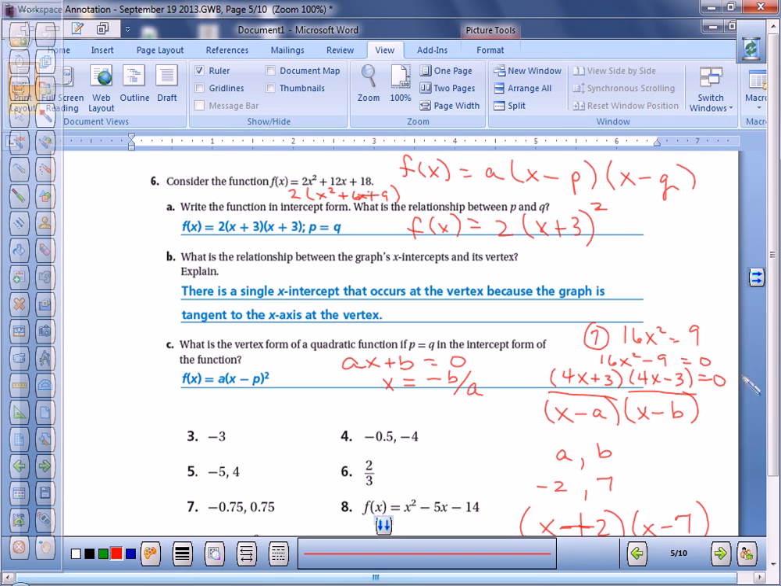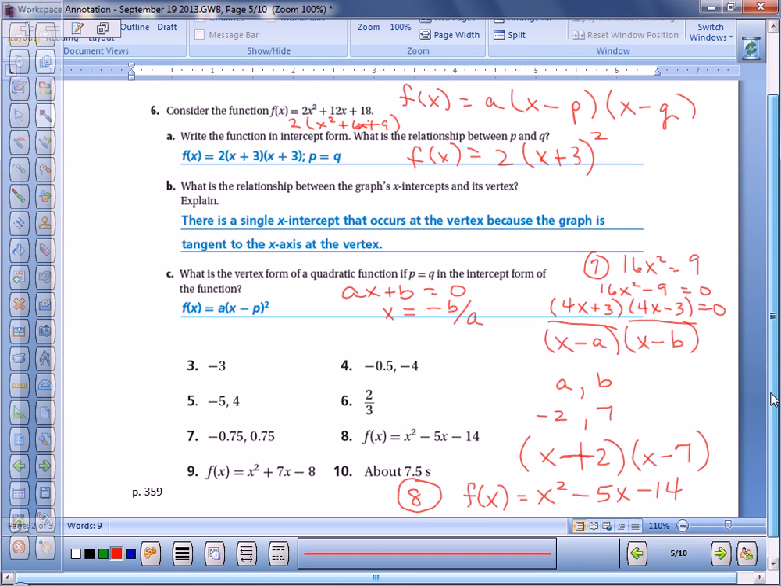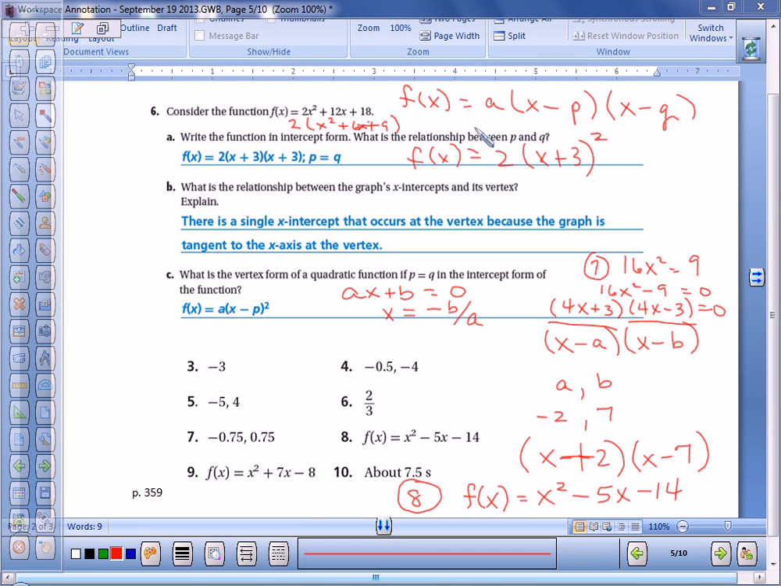All right. And let's take a look at number 6. Now, we talked about this. I wrote it on the board briefly. This book describes factored form a times x minus p times x minus q. And if we look at this, we probably would have written it like this because p and q are the same. And then they talk you through, then obviously that x-intercept is also the vertex. And we talked about that yesterday in class.